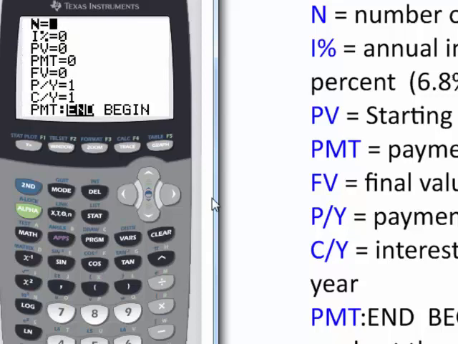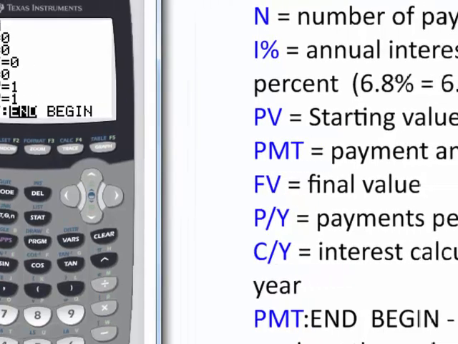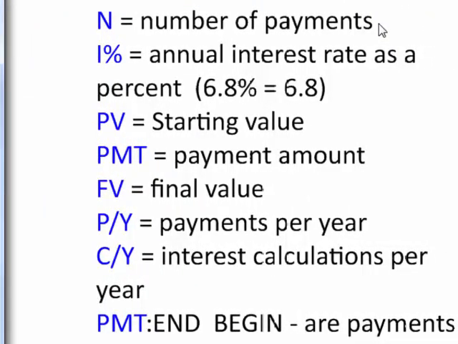So this is what everything means in our financial calculator. The N, if we look over here, stands for the number of payments. So you just have to be careful. Are you paying yearly? Are you paying monthly? Are you paying quarterly? That'll affect it.